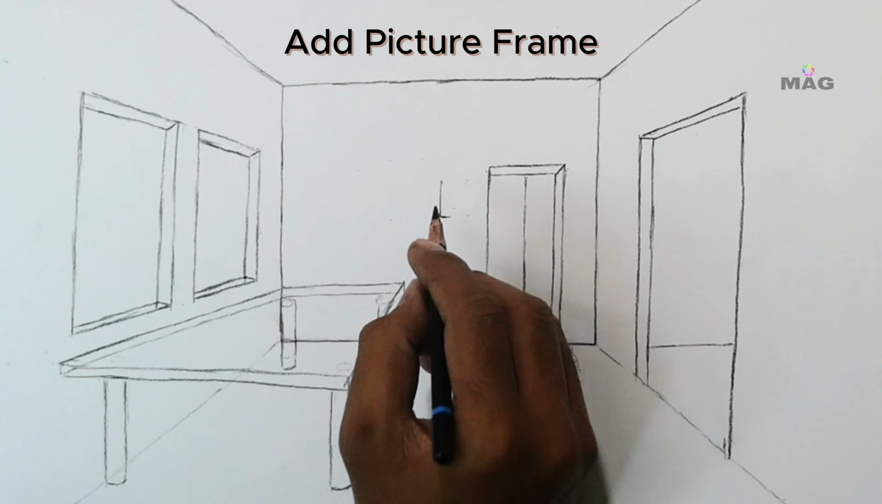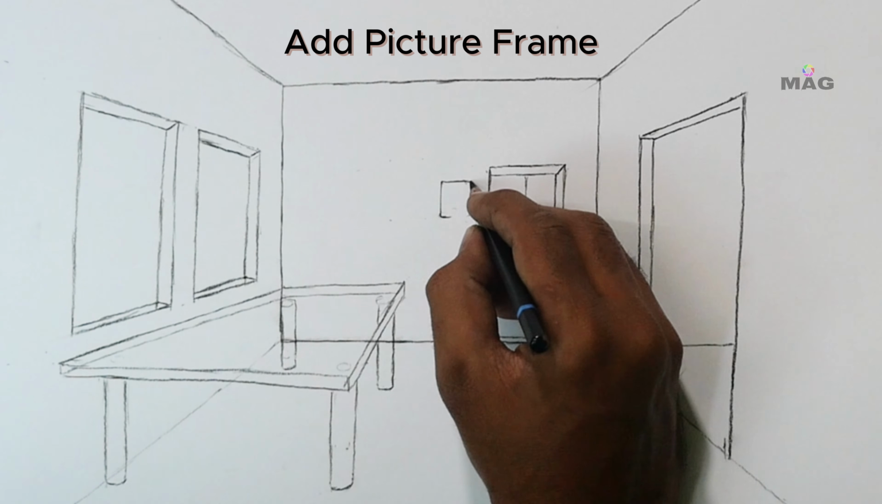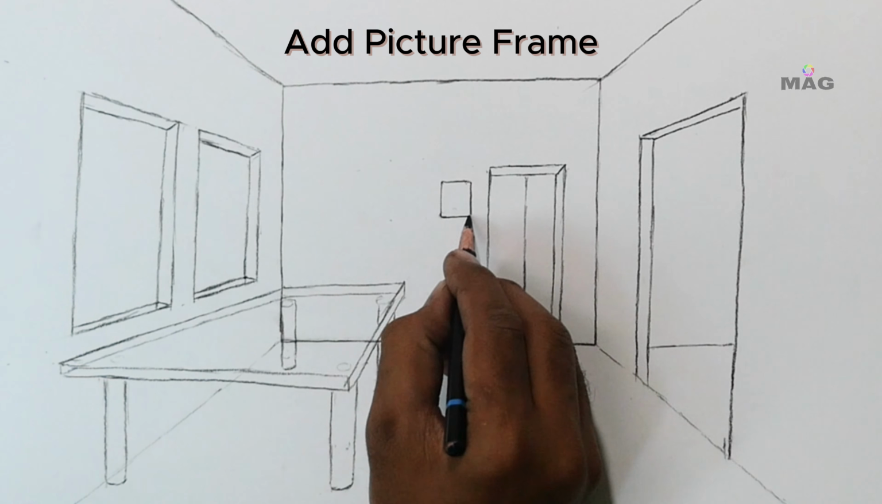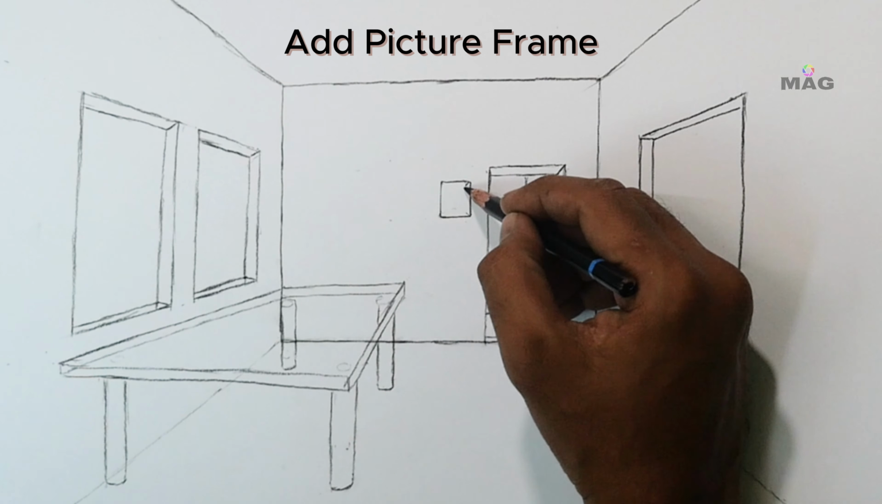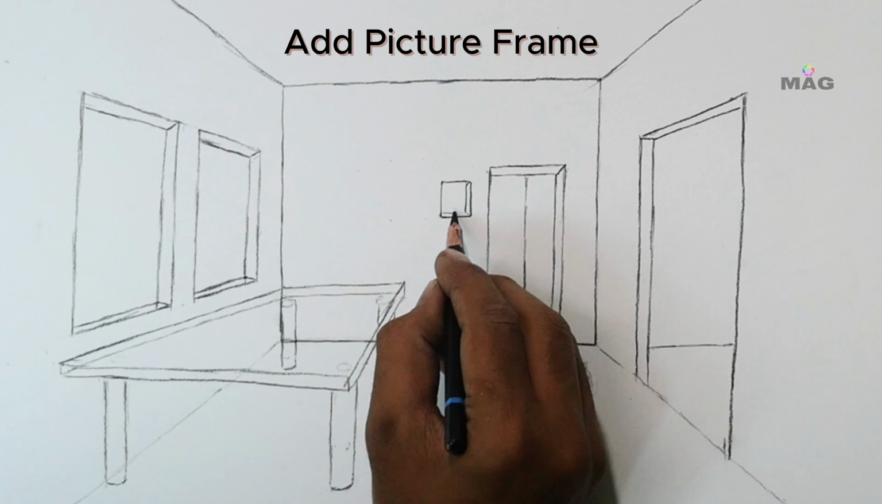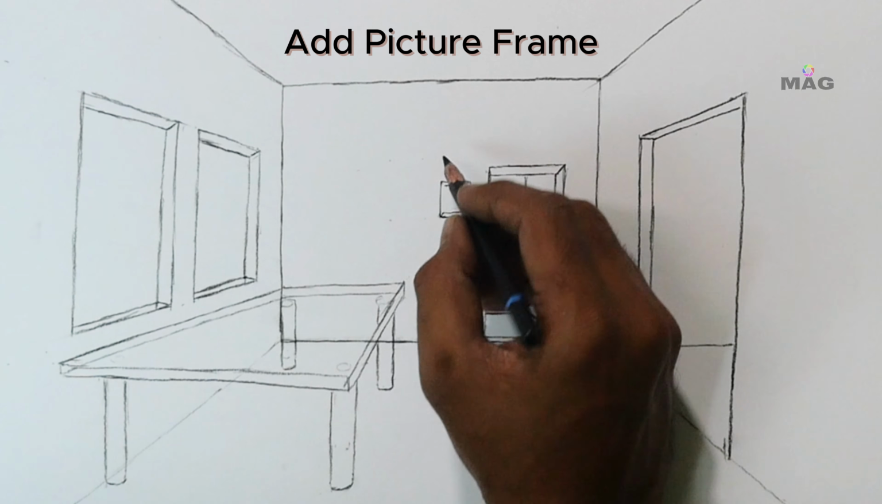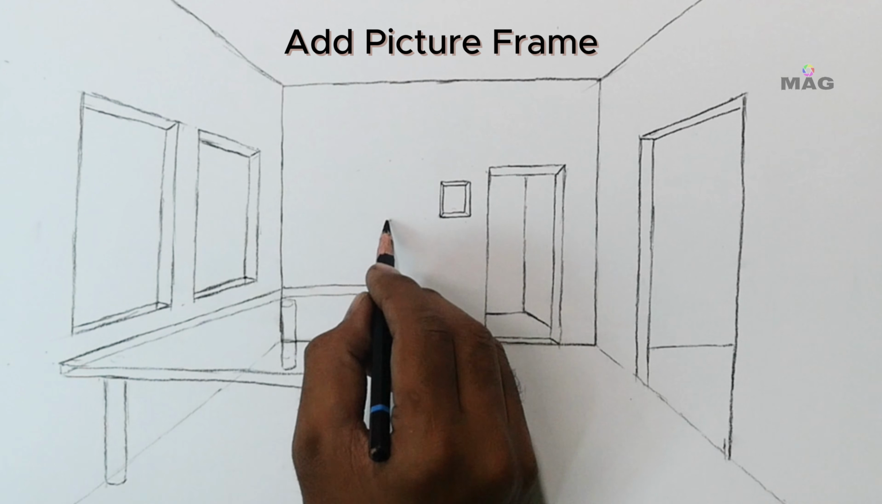Okay, so next, we could add a picture frame. Let's do that, using the dot of the vanishing point to be a corner of the rectangle. We can draw a simple picture frame and pop that in. If we keep the details quite small, we can make the room look bigger.